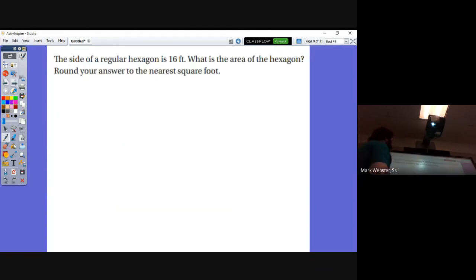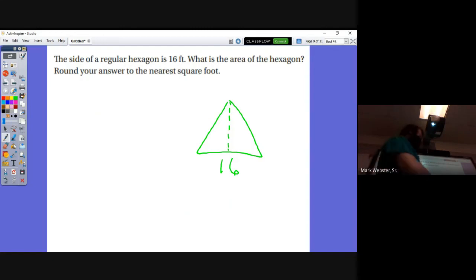Your turn. Still a regular hexagon. I just ain't giving you a picture this time. So, remember what I said. If they give you the length of one side, you need to find the height of the triangle. They give you that this is 16, but we need to find this guy. So remember, since we have that 30, 60, 90 triangle going on, cut the side in half and put a radical 3 on it. This is going to be 8 radical 3.